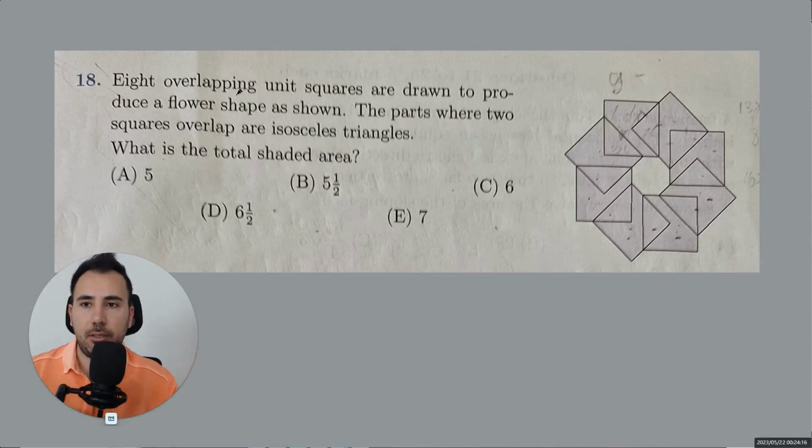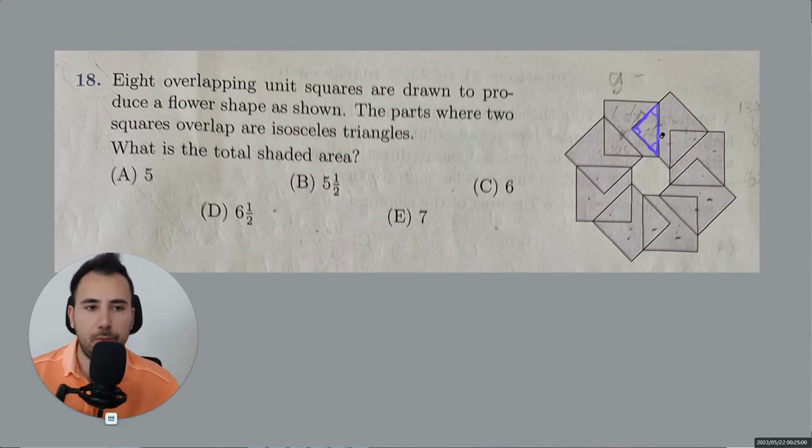We have 8 overlapping unit squares. So each side is going to be 1. They're unit squares. They are drawn to produce a flower shape as shown. The parts where 2 squares overlap are isosceles triangles. So that's an isosceles triangle. This is 90 degrees. These are 45 and 45. What is the total shaded area?